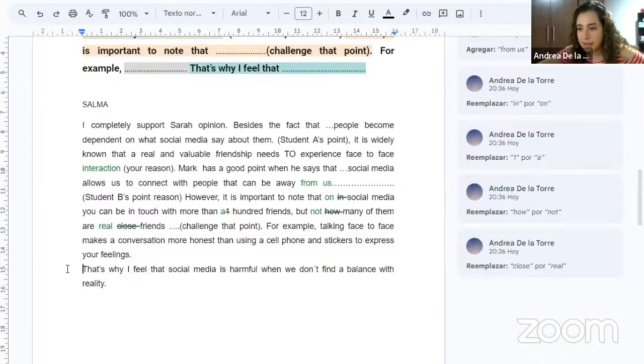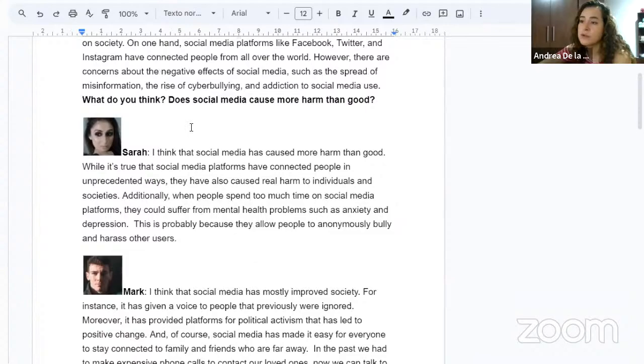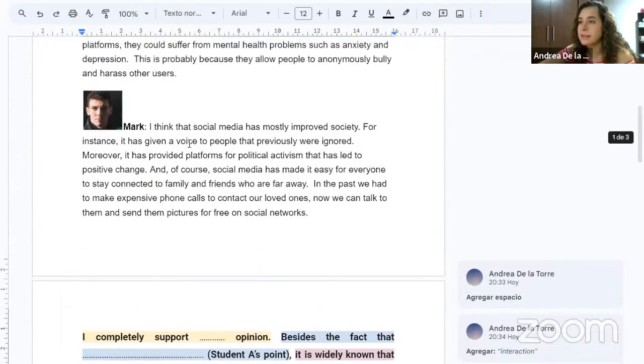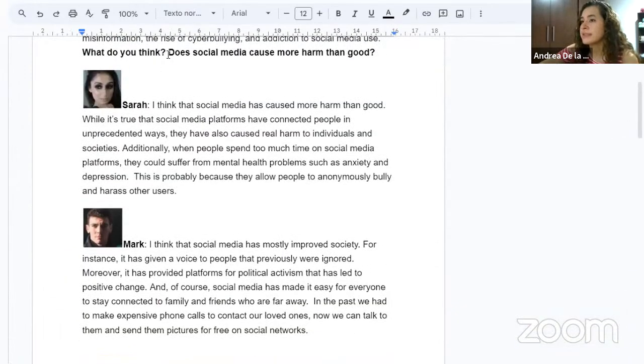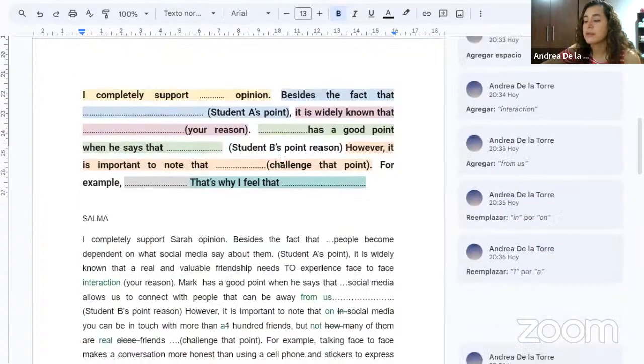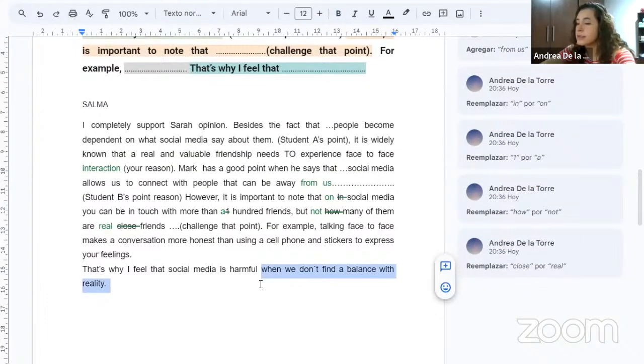I like it, but my suggestion will be make sure that your conclusion is a direct answer to the question the professor asks. The professor doesn't say, do you think that social media is harmful when we don't balance it with reality? Professor says, does social media cause more harm than good? Then you need to say something like that, right? Social media has more disadvantages than advantages. Social media is more harmful than it is beneficial. So don't talk about when we don't find a balance with reality, because that's not the topic.